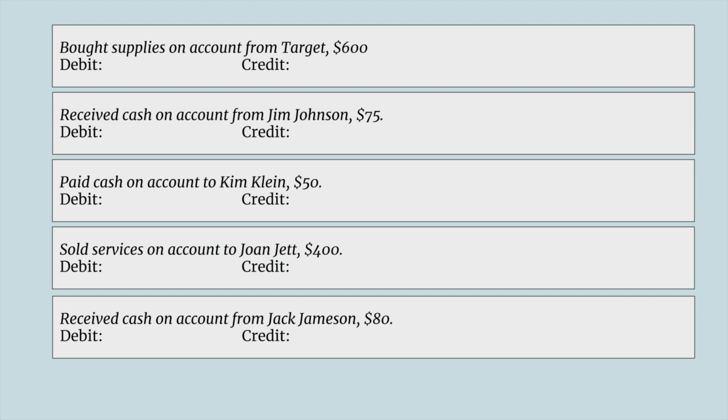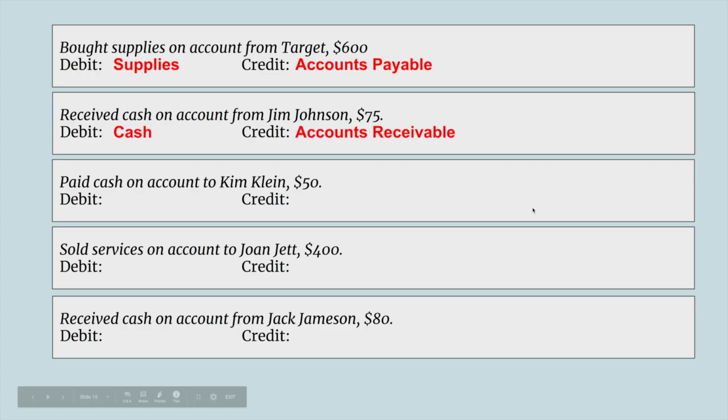Now in this one, we are going to be paying money later. We're not going to be receiving it. Target's not going to be giving us money because we're the ones who bought supplies from them. So if we are paying them later, that is accounts payable. So therefore, we are going to debit supplies and credit accounts payable.